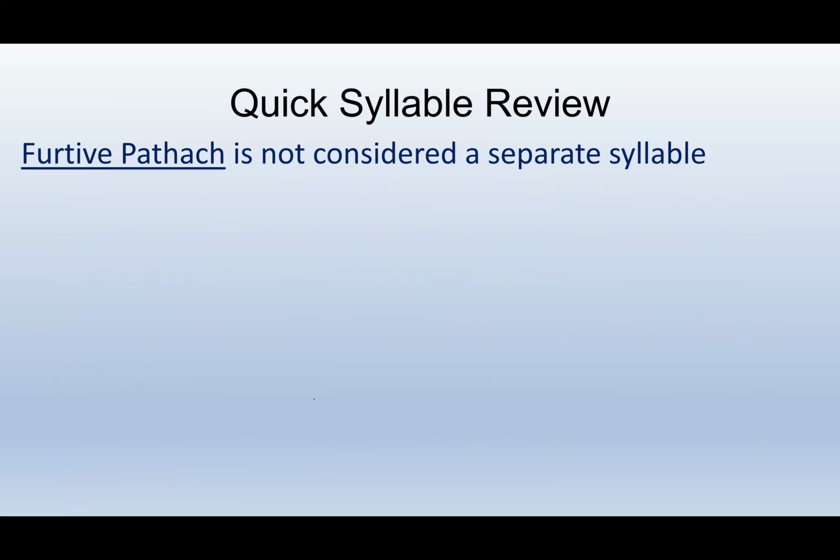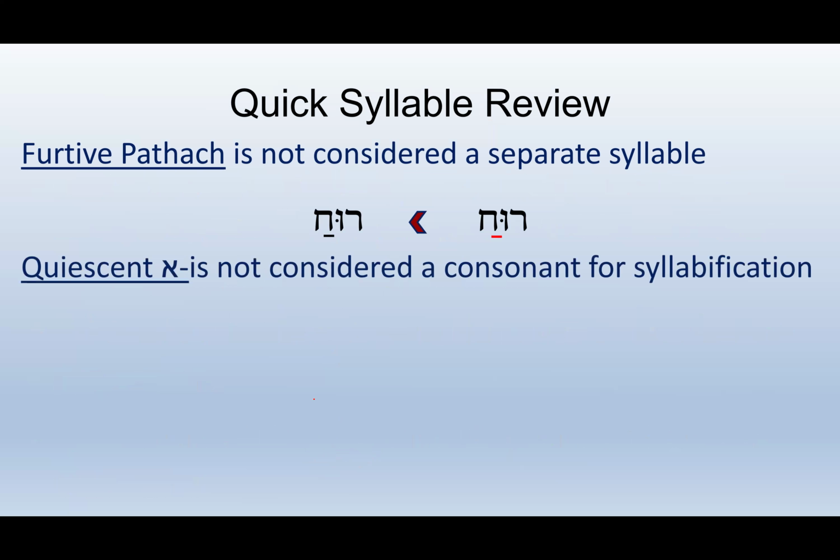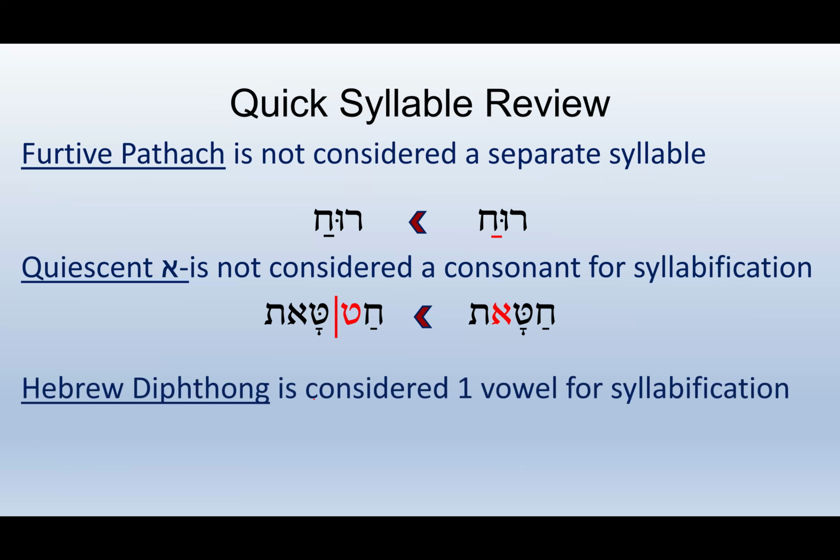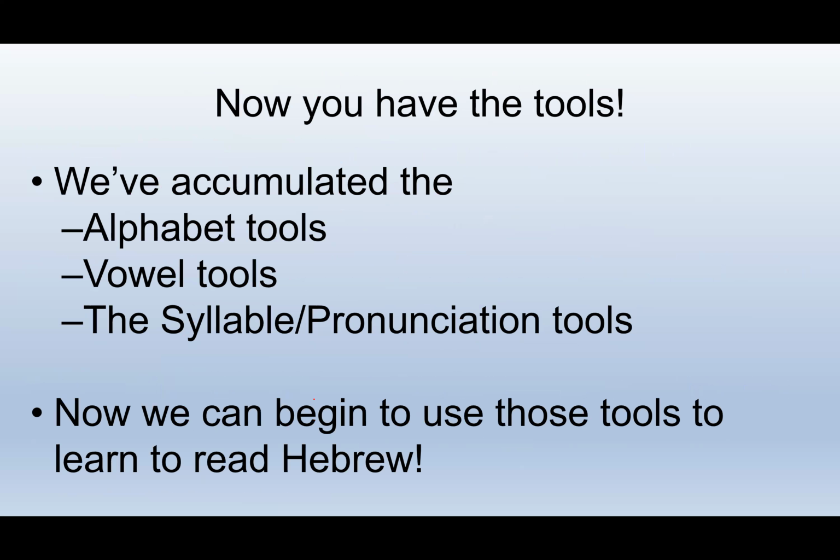So the furtive patach is not considered a separate syllable. Okay, ruach. The quiescent aleph is not considered a consonant for a syllable. There's qatal. You just kind of ignore that it's there as far as dividing syllables. And diphthongs are considered one vowel for syllabification, so shamayim. Okay, and then that's it.